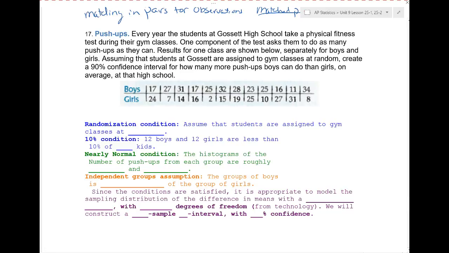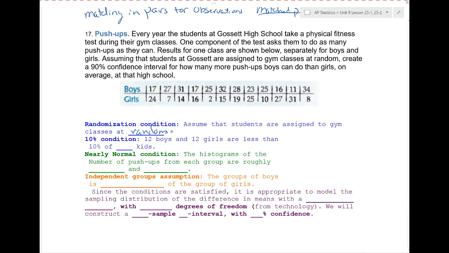So a few things that we need to check out. First of all, we have to decide, is this probably going to be a 2 sample or paired? Here's my question: are we pairing up with each other? No. So we basically have 2 groups that we're looking at, the guys and the girls. First of all, randomization condition. We assume that the students are assigned randomly to classes. So they are assigned randomly.